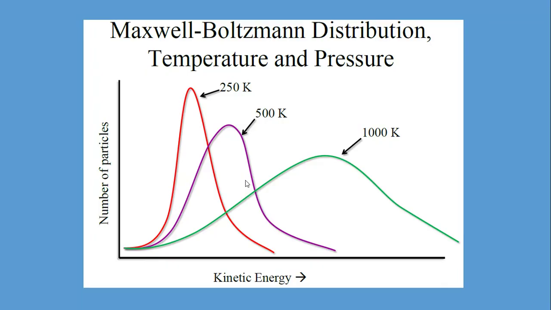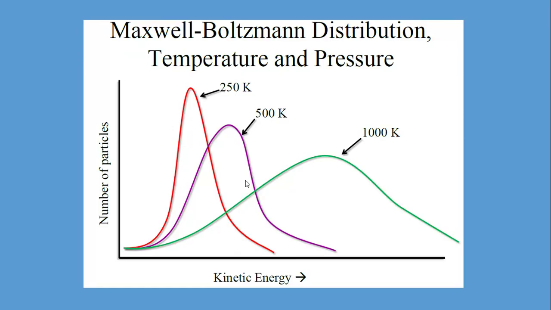So let's look at the red curve that's pointing at 250 Kelvin. What that means is everything under that curve represents particles. That shows that some of those particles are moving at a very low kinetic energy, and some of them are moving at a very high kinetic energy. But the average kinetic energy correlates with 250 Kelvin.